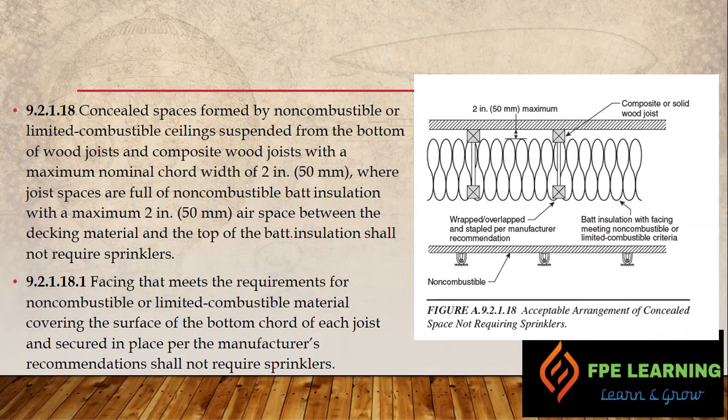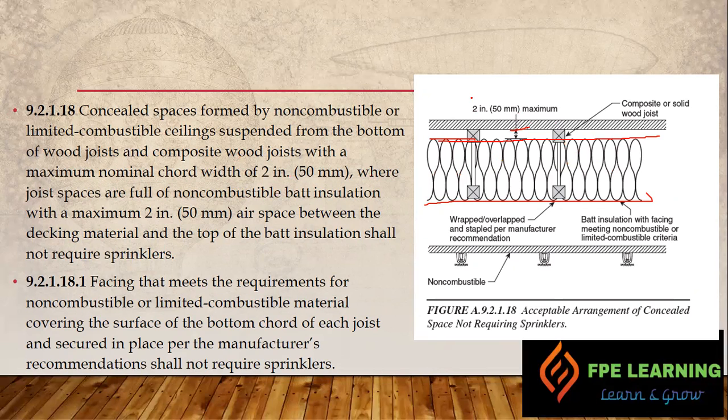A concealed space formed by a non-combustible or limited combustible ceiling suspended from the bottom of the wood joist, right? So it is suspended from here, with a maximum nominal chord of 50 mm, where the joists are full of non-combustible batt insulation. So in the joist, all the way from the bottom of the joist to this joist, it is filled with non-combustible material, and at the top we have only a 2-inch open space, right?